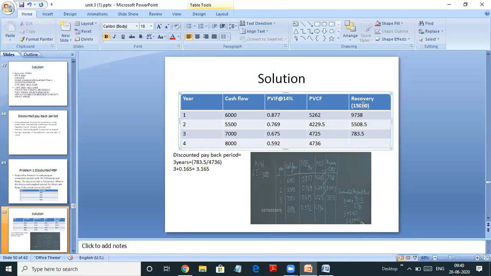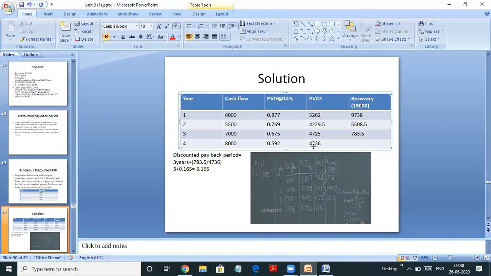So from 15,000 rupees in the first year, I am able to recover 5,262 rupees. So 15,000 minus 5,262, which I've recovered. Remaining money is 9,738, which I still have to recover. From 9,738, you recover 4,229.5. You get 5,508.5 remaining. From 5,508.5, you recover 4,725 in the third year. So remaining is 783.5. If you see, you have used 3 full years. So payback period is 3 years plus.